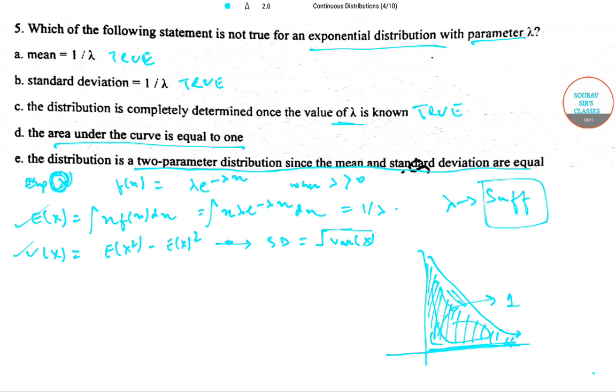Well, this doesn't make sense. It isn't necessary that if the mean and standard deviation are equal, it is a two-parameter distribution, or if they are unequal, it cannot be a one-parameter distribution. So this actually does not make any sense. So we get the first 4 options to be true and correct, and the 5th one is not correct.